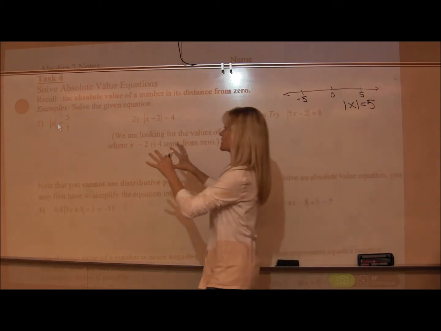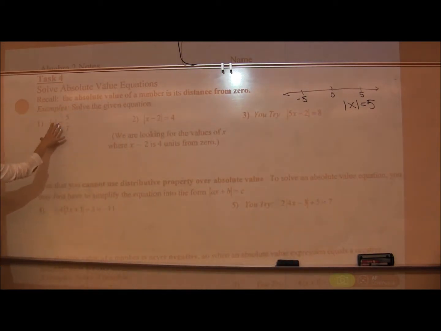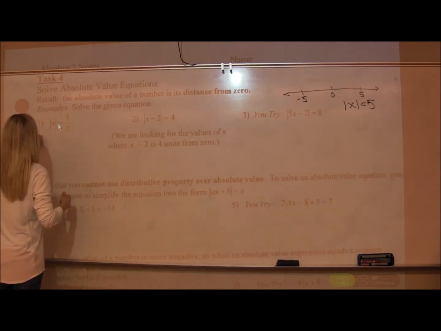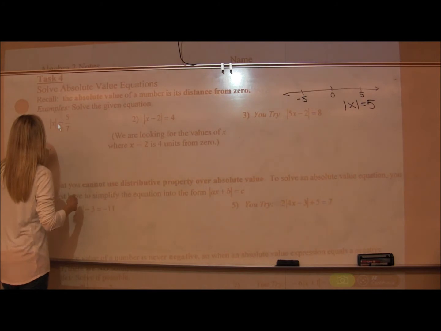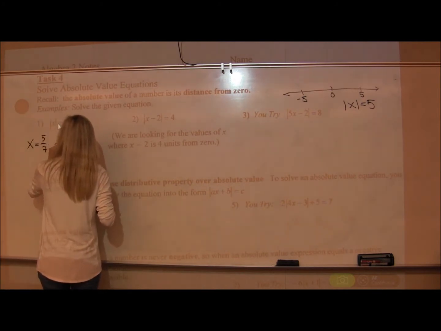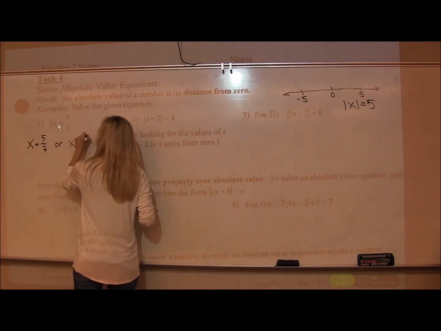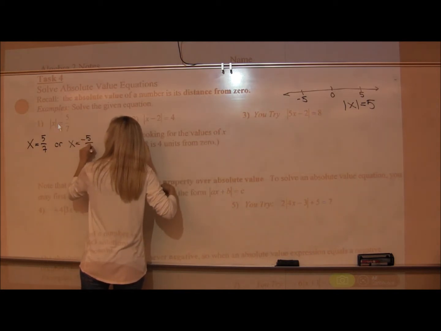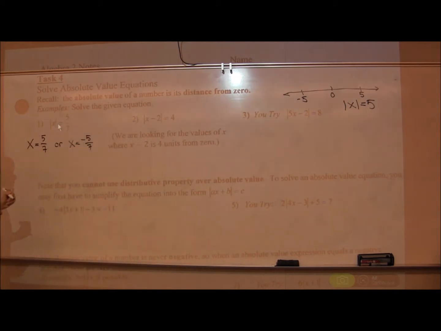Okay? And then we're going to talk about how to solve that. So here, x is 5/7 from 0 in either direction. So x is 5/7. Make sure you're writing down the note. Or x equals negative 5/7. So just like with our 5 up there. All right? That's what absolute value is.